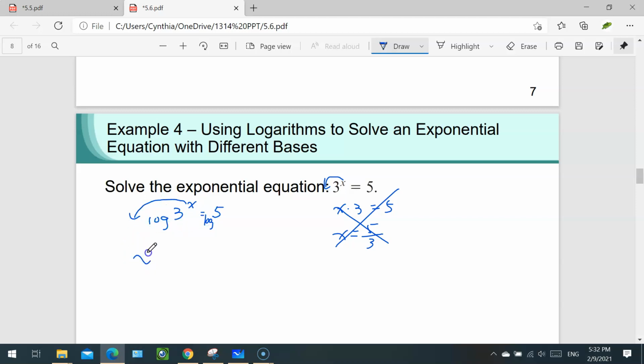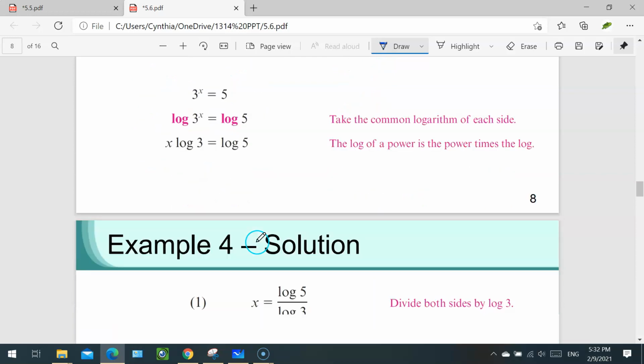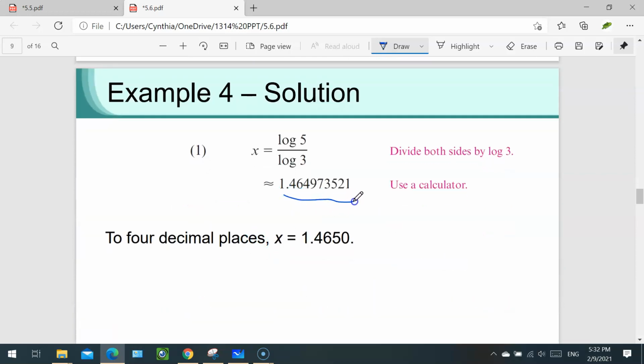So now we can bring the x to the front of the logarithm term. So you have x times log of 3 is equal to log of 5. So you're solving for a single x, you just simply divide by log 3 on both sides. Keep in mind, your logarithm form is a numerical value. And then you just input log 5 divided by log 3 into your calculator, and it will give you a number. So this one is the solution of your x. It's approximately equal to 1.4650.